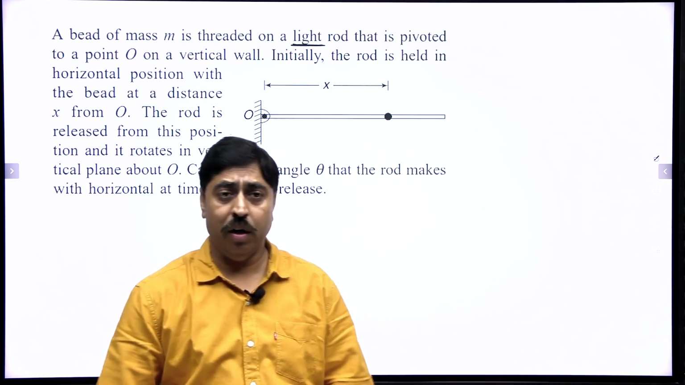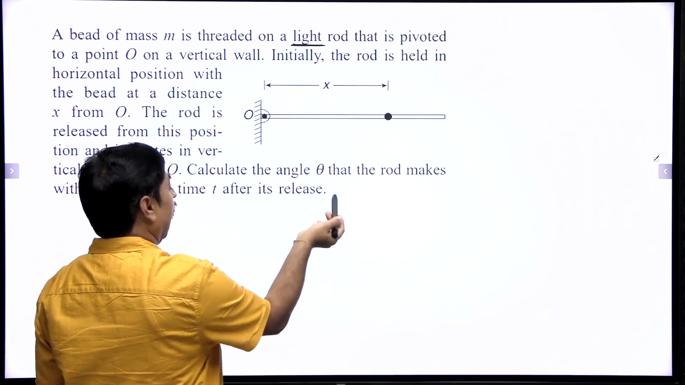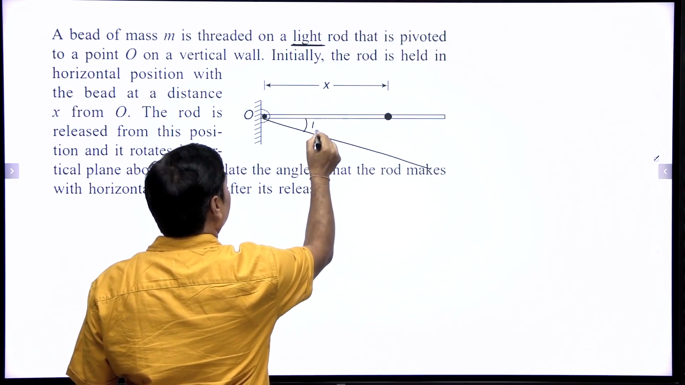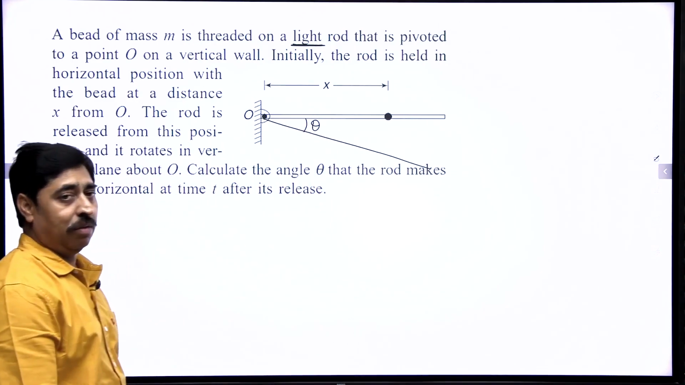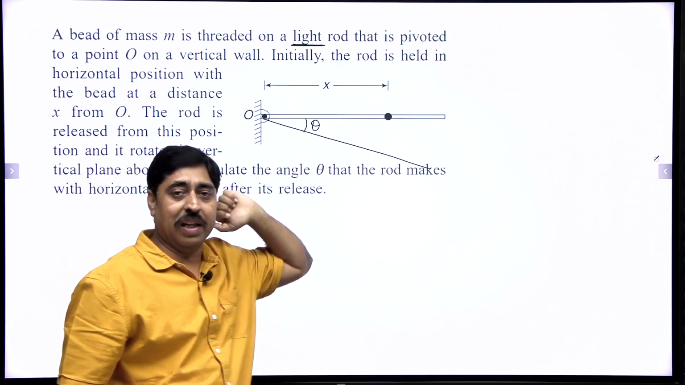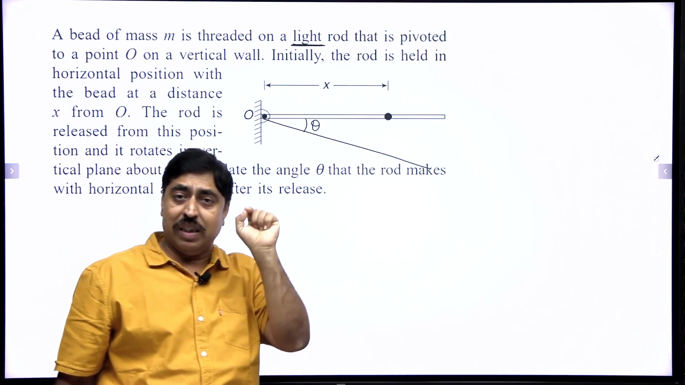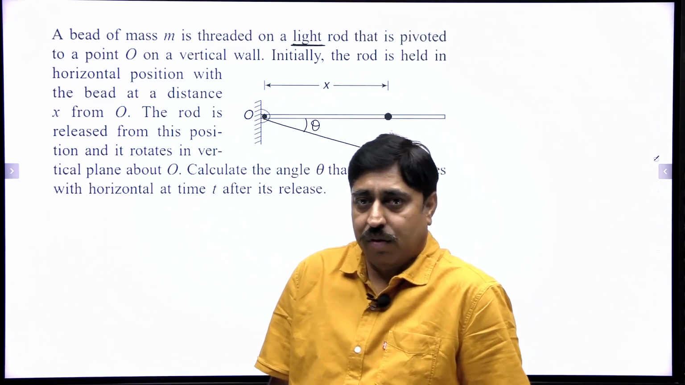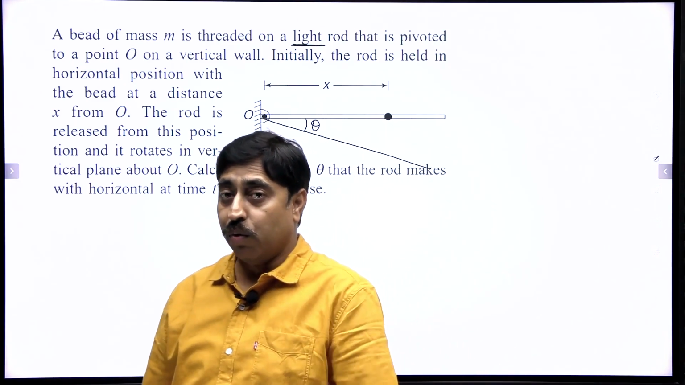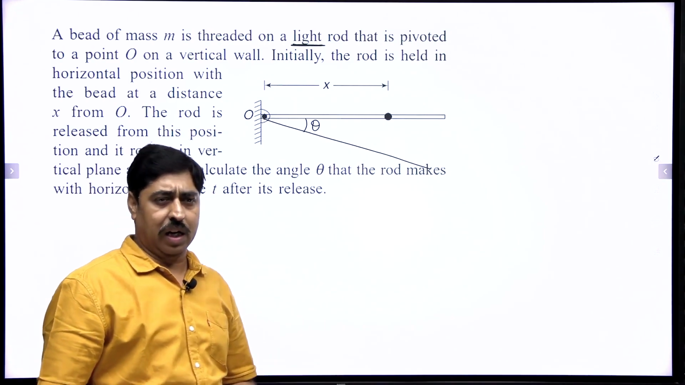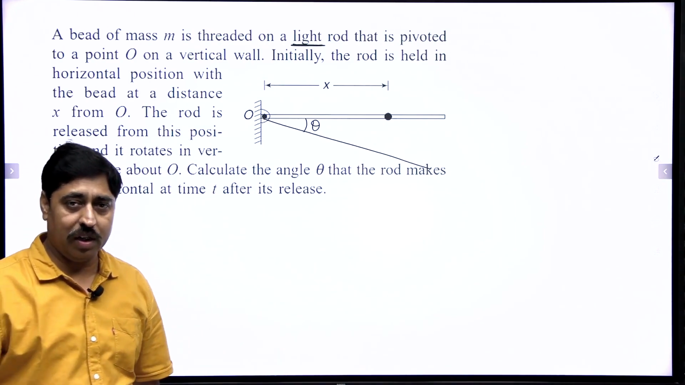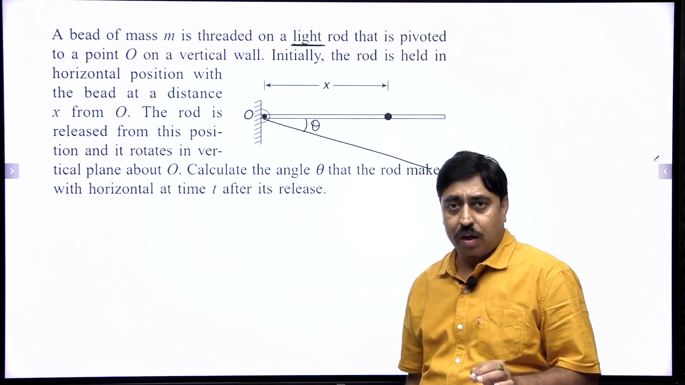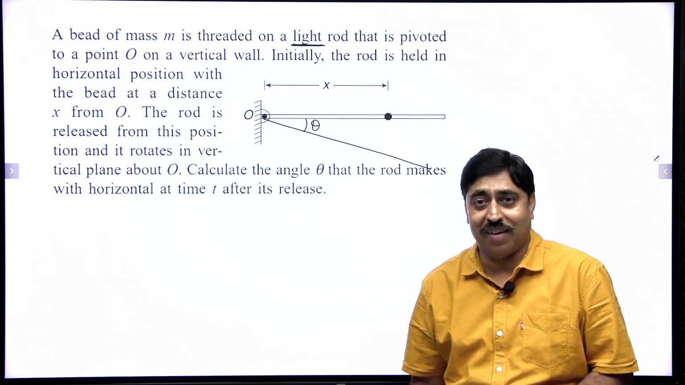You release the rod and the question is asking, after t seconds, what will be the angle made by the rod with the horizontal. The rod will come to some position like this. How is theta dependent on time? This particular question may look very odd to you because writing theta as a function of t is something which most of you have not done anytime, isn't it?